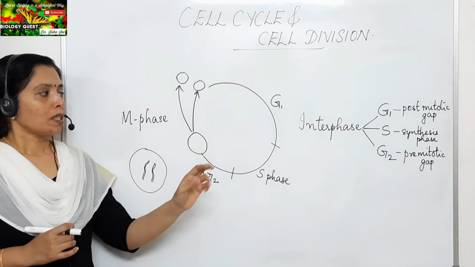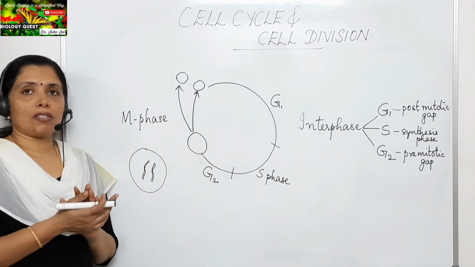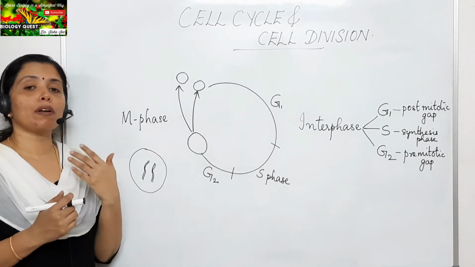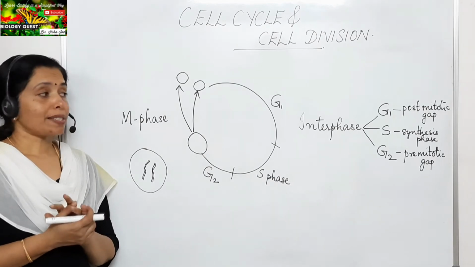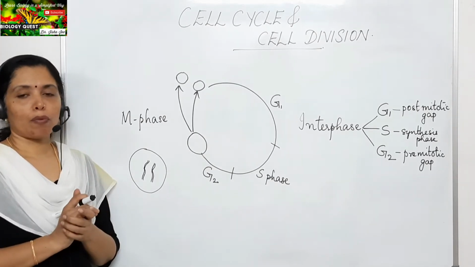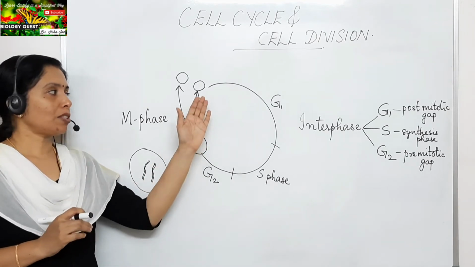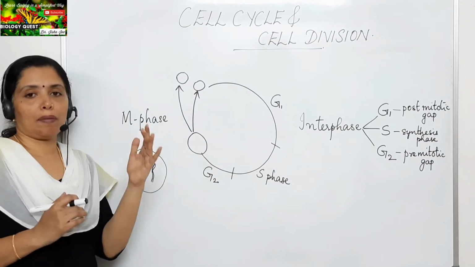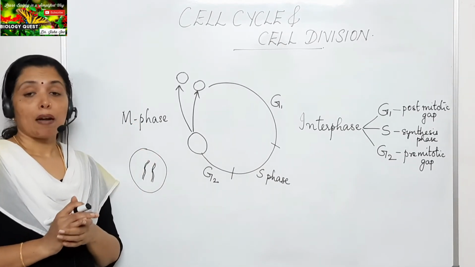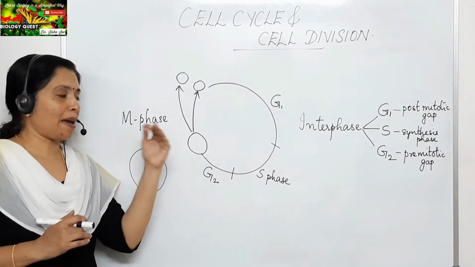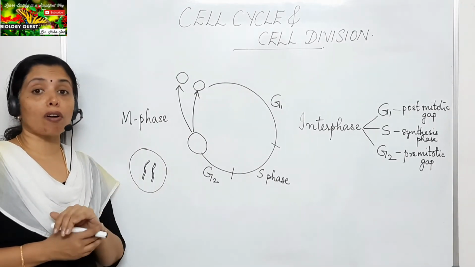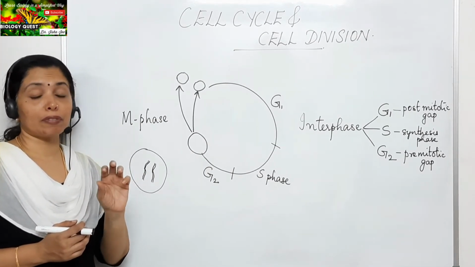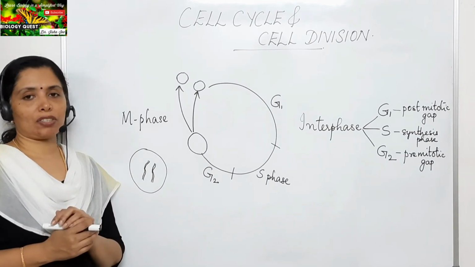And one more thing. In certain cells, as in the case of nerve cells, once formed, they are not capable of dividing. So what happens to such cells that do not divide? Once such cells are formed, they have to undergo the G1 phase, some amount of growth, but they are not undergoing the M phase, the cell division phase is not occurring in such cells.